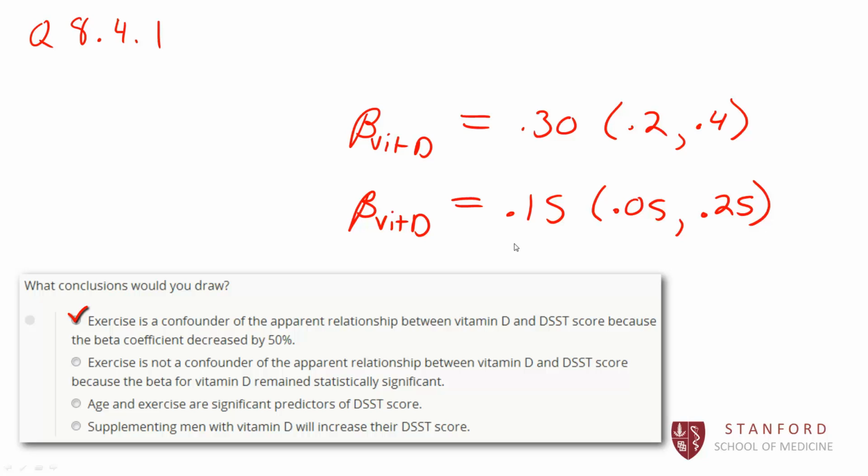If you picked B, you got misled by the p-values here. So we do have a statistically significant beta in both cases. That is, the relationship with vitamin D doesn't completely disappear when we adjust for exercise, but we don't look at the p-values for judging confounding. We look at the magnitude of the slope of the beta coefficients.